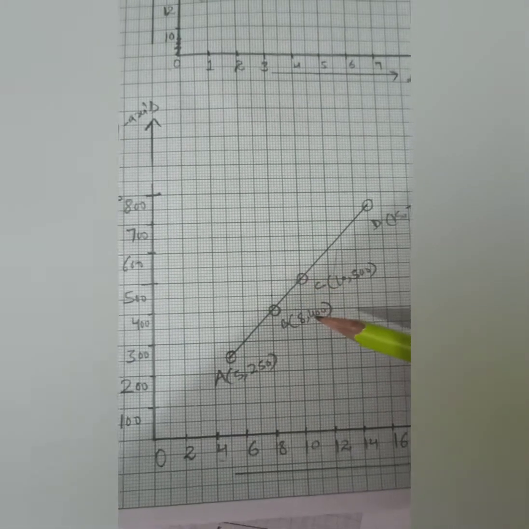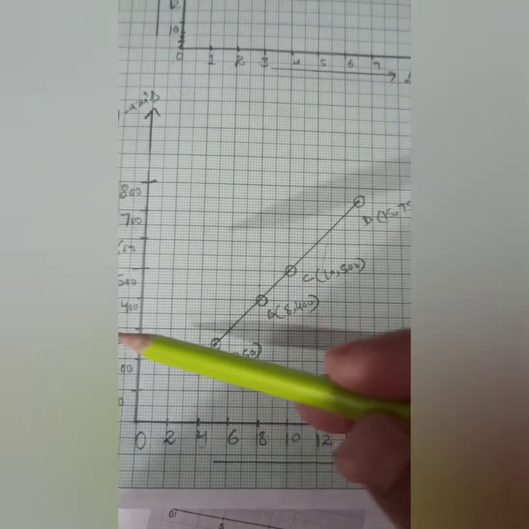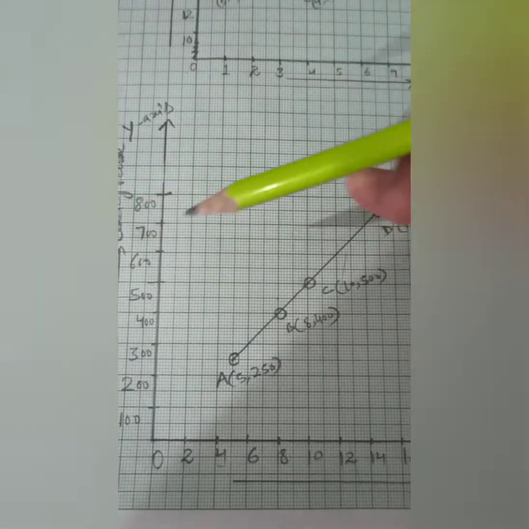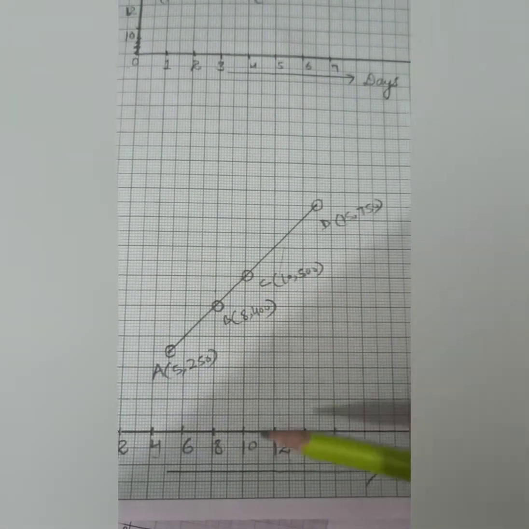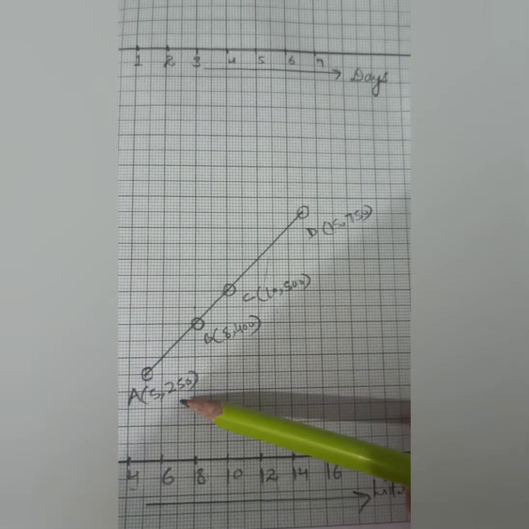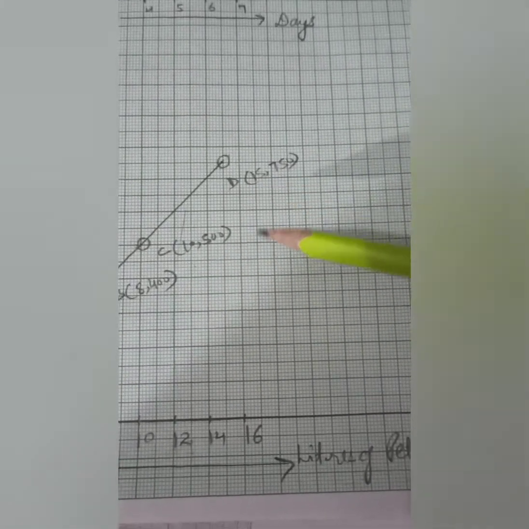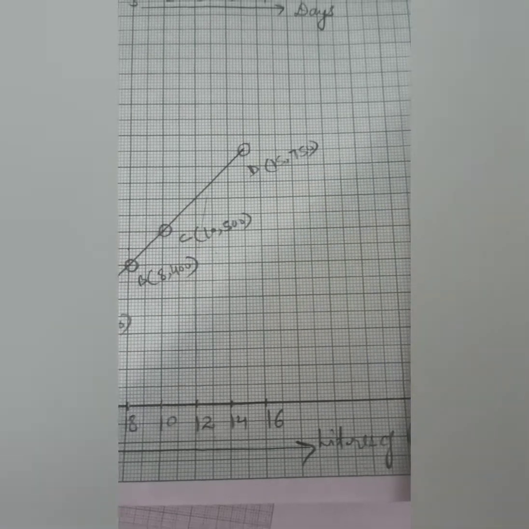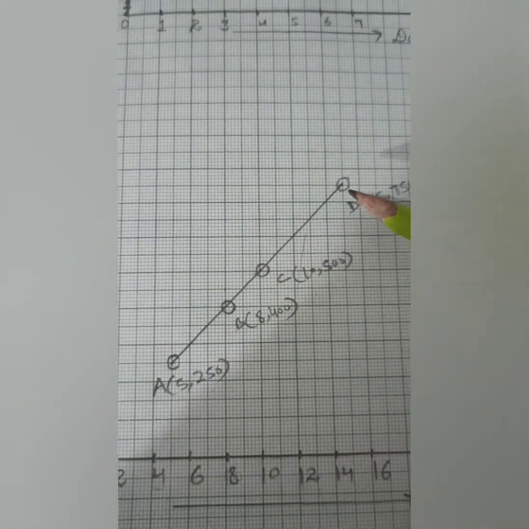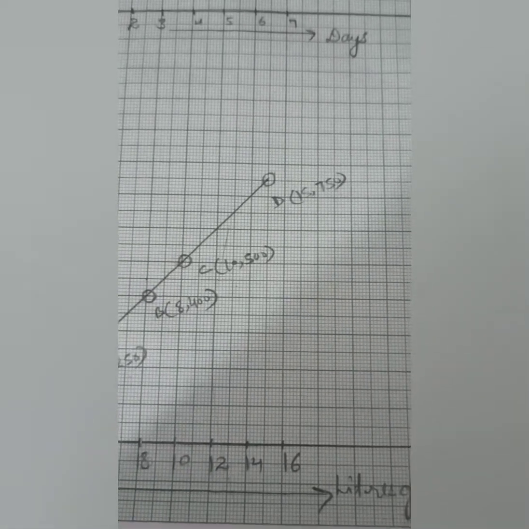Next, the cost of 8 liters of petrol is 400. Along the x-axis I have to take 8 and along the y-axis I have to take 400, right? Next, for 10 liters the cost is 500. So take 500 along the y-axis and 10 along the x-axis. I have written the alphabet A for the coordinate 5 and 250, then B, then C, then D. In the last, 15 liters of petrol. The cost is 750 rupees. Take 750 along the y-axis and write the coordinate D, that is (15, 750).